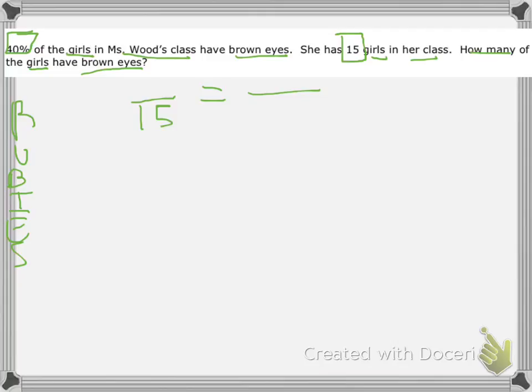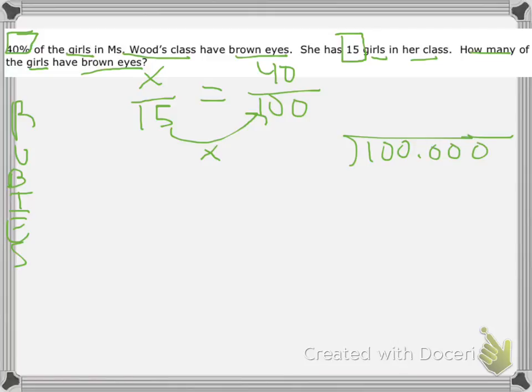We don't know how many girls have brown eyes, but we do know that 40%, that's part of 100%, have brown eyes. So using this relationship, I'm able to figure out what I multiplied 15 by in order to get to 100, and that will help me to find out what x is. In order to do that, I need to divide 100, my second quantity, by 15, my first quantity.